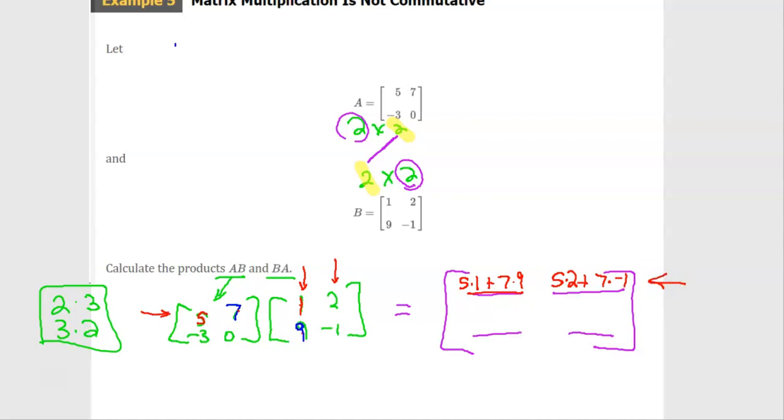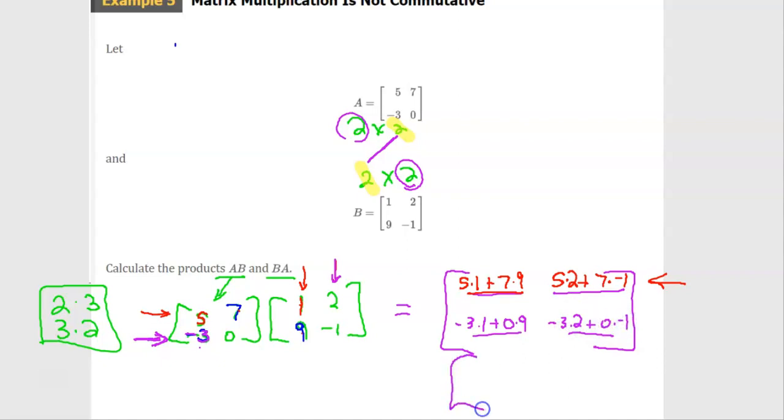Then I'm going to go back and do the exact same thing with -3. I'm going to take this row now, times column 1 and column 2. So -3 times 1, add that to 0 times 9. And then again, I take this row and multiply it by this column: -3 times 2, and I add that to 0 times -1.